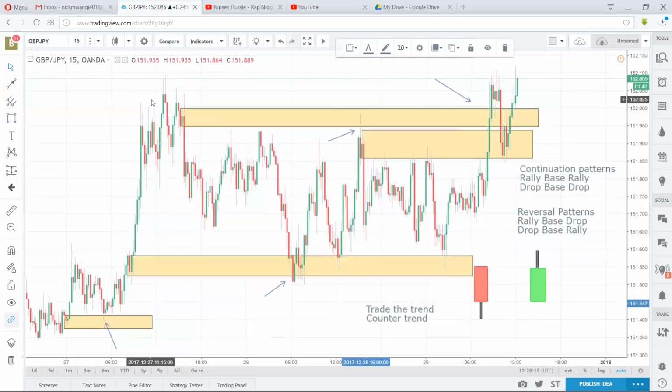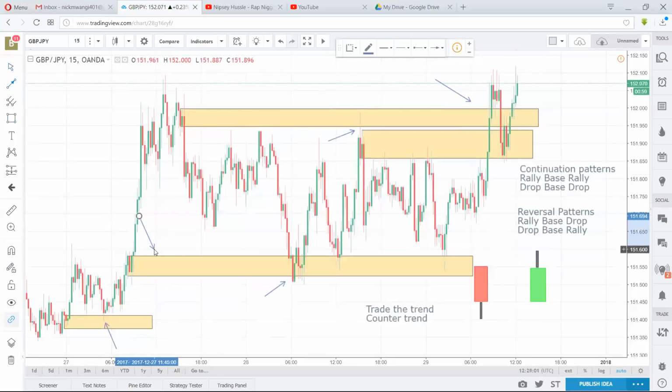Okay, so in this example, for instance, this was a rally base rally, right? So I drew this zone because I said when the price comes back here, it's going to bounce off. We're going to be looking at it as a continuation of a bullish trend, even though you can see this is sort of like a bearish trend, but this is the 15-minute. But I hope you guys get what I'm saying. So this is a bullish trend. So when you're trading the trend, that means that once we're in this bullish trend, we'll be hoping for a pullback.